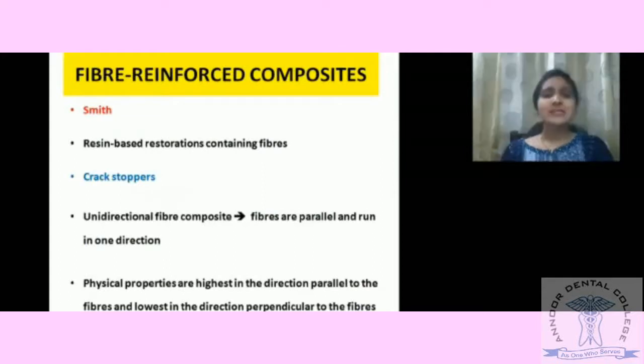Fiber reinforced composites. In fiber reinforced composites, the filler components are reinforced by fiber contents. Since it is enriched with these fiber components, the main important property of fiber reinforced composite is that it acts as a crack stopper. There are different alignments of the fibers, that is unidirectional, bidirectional. In unidirectional fiber composites, the fibers run parallel in one direction, and the physical properties are highest in the direction parallel to the fibers and lowest in the direction perpendicular to the fibers.